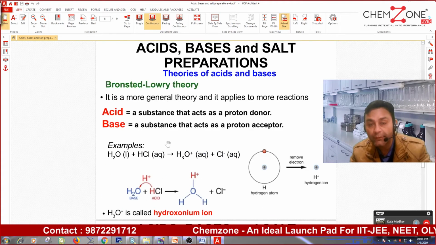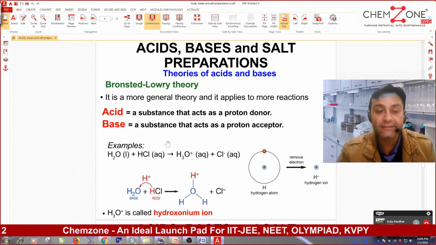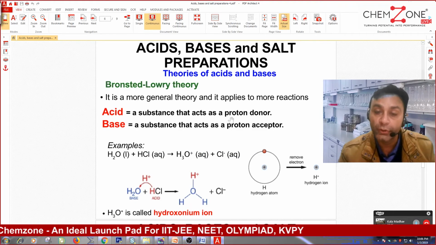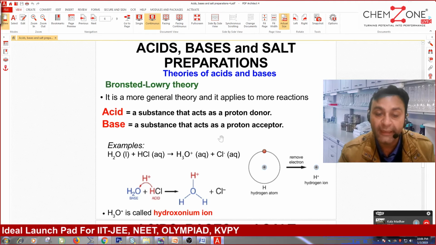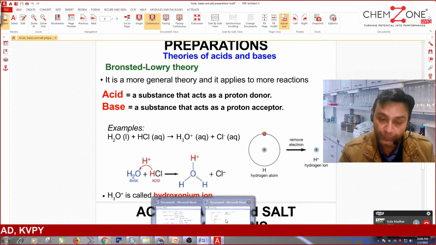And now we have another theory, right? The substance which acts as a proton donor is an acid, and a proton acceptor is a base. It's the Lowry-Bronsted theory. I'll discuss it in detail now.